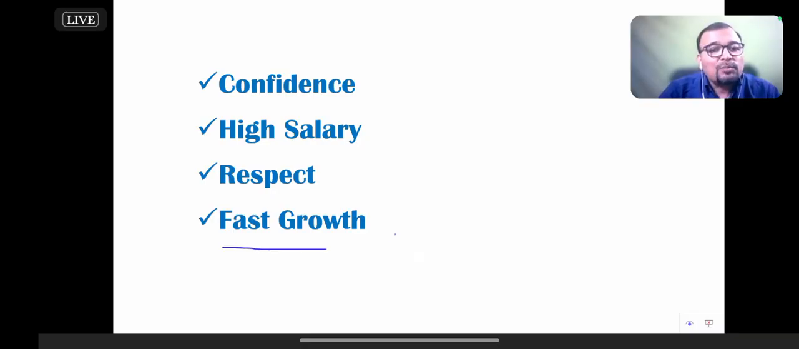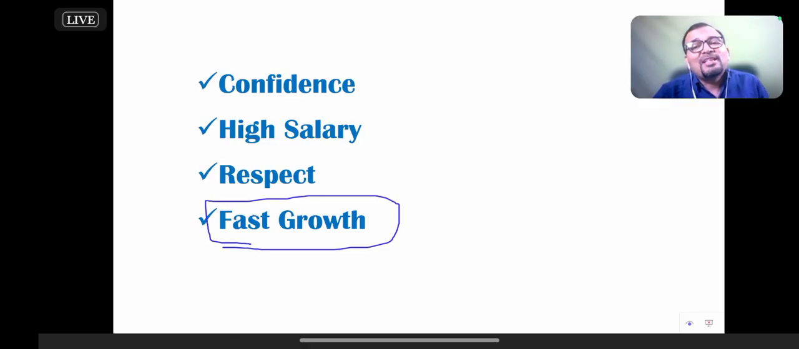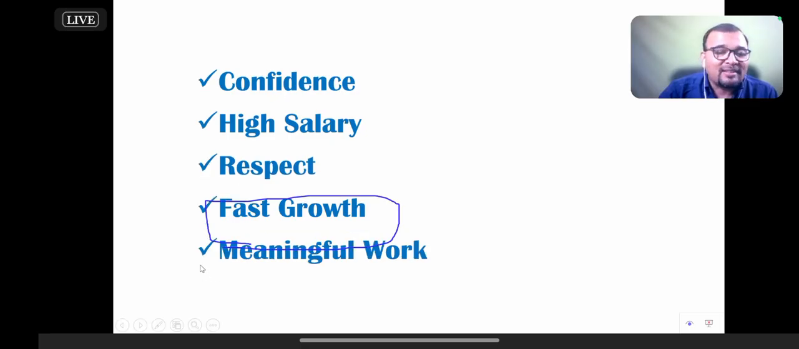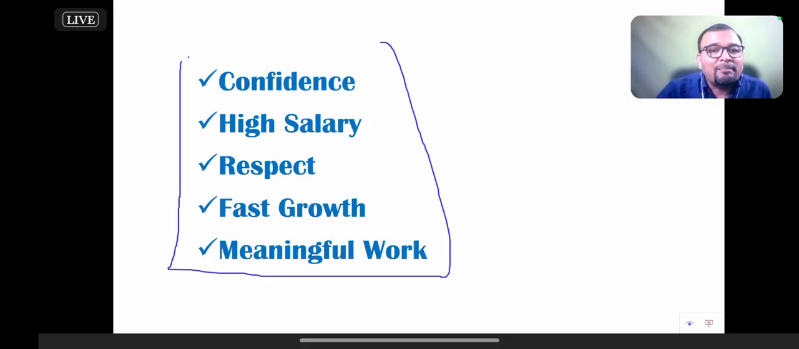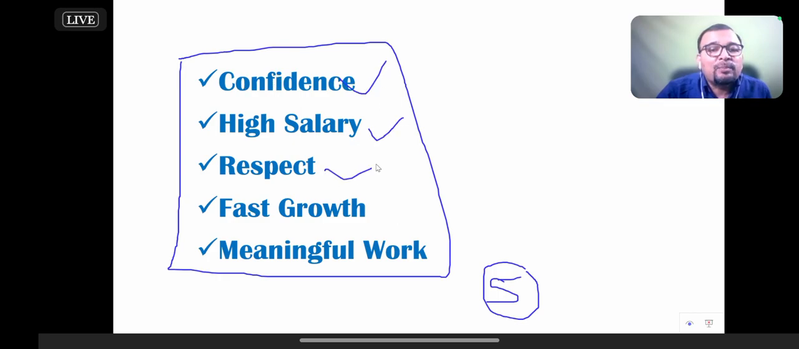And is fast growth possible? Yeah. Is fast growth possible because of this technical understanding? And will you be able to work on a meaningful project? Not any project, but the meaningful project. How many of you like to have all these five aspects into your career? Type in five in the comment box. That you like to have confidence, high salary, respect, fast growth, and meaningful work.